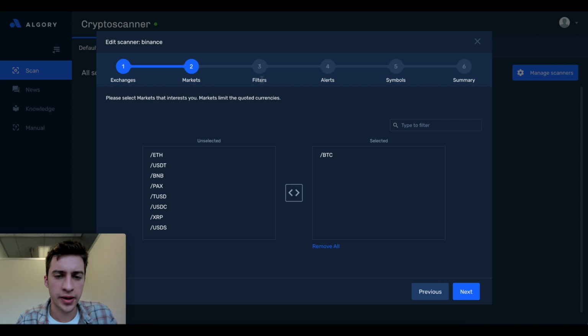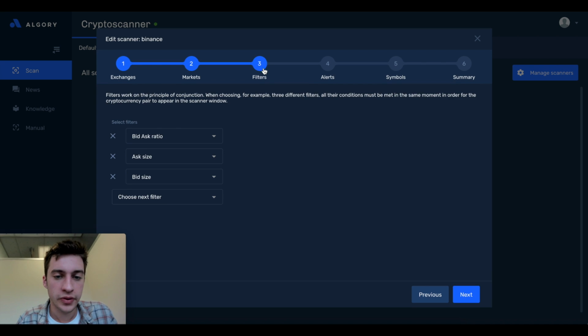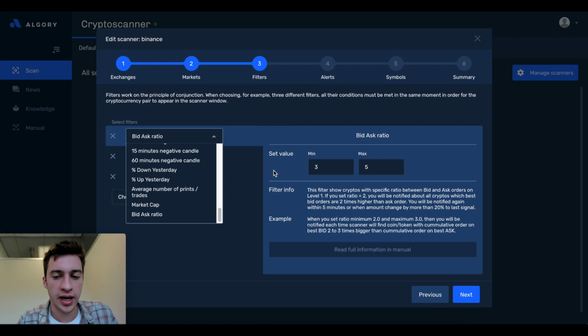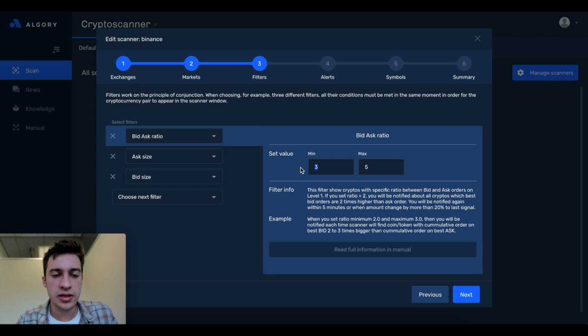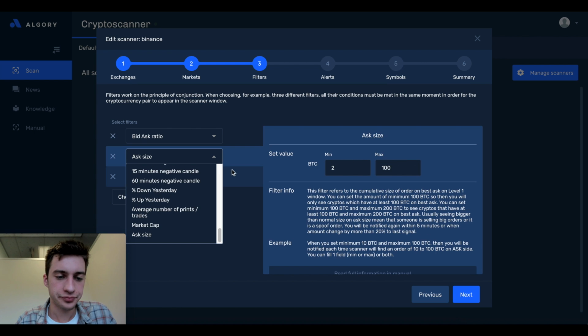I only set it up for Bitcoin because I only wanted to be trading altcoins with Bitcoin. Now, filters, this is what I got. So I got any time that the bid was 3 times larger than the ask, or the ask was 3 times larger than the bid. But if I'm buying, I'm more interested in the bid being 3 times larger than the ask, of course. And I put a max at 5. You could put a max higher if you want.